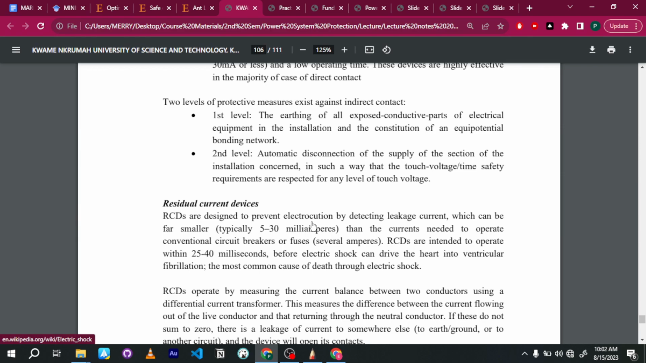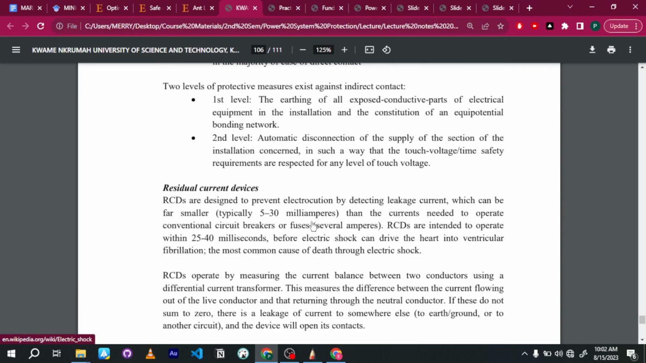So the two levels of protection measures exist against indirect contact. So for example, let's say that you touch something that is connected to a live wire, of course it will shock you. But there's indirect contact too. So what you can do is that you earth all exposed parts, right? And then you automatically disconnect the supply of the section, right?